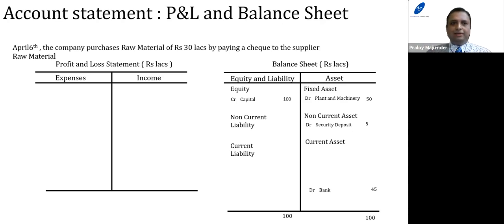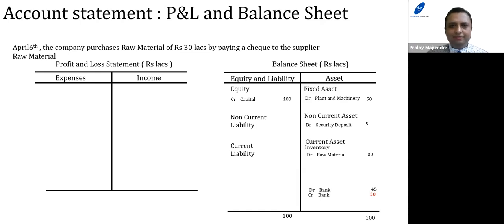April 6th, the company purchases raw material of 30 lakhs by paying a check to the supplier of raw material. A very simple common sense. It is purchasing raw material by giving a check. So outflow of fund. So first entry will be the credit balance sheet asset bank 30 lakhs. Since it's an outflow, I am marking it in red. And what will be the second entry? Debit balance sheet asset, current assets, inventory, raw material 30 lakhs.